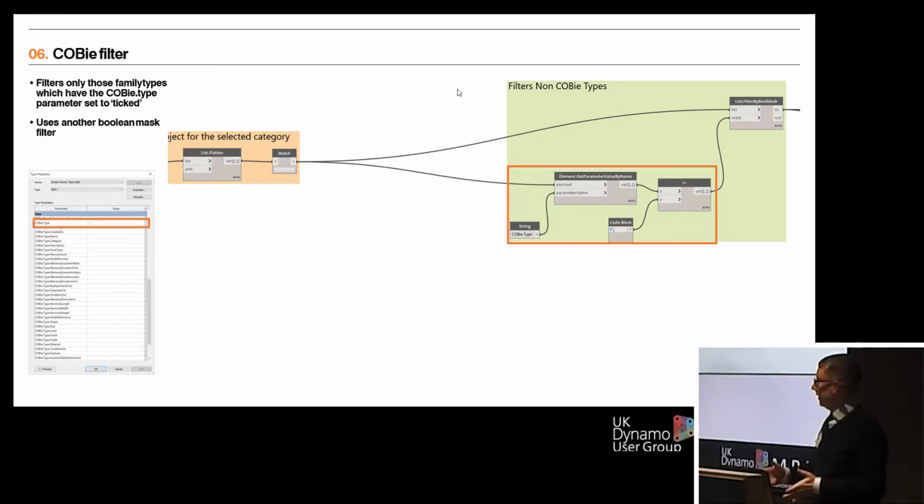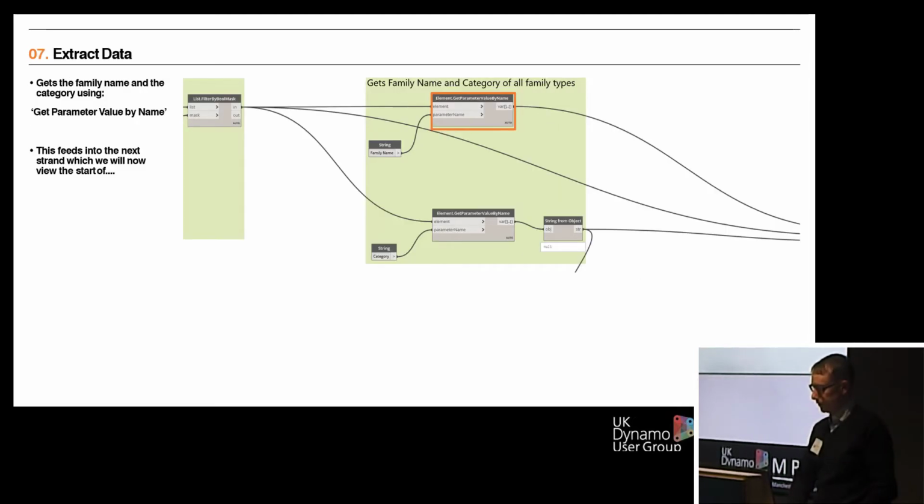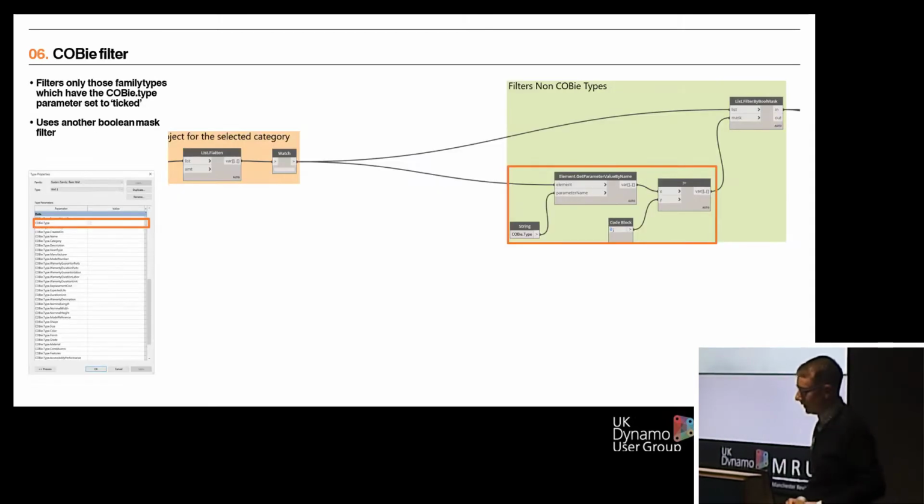So there's only really a need to input COBie data into the model where we've got that checkbox selected. So it's just a quick filter using a get parameter value by name to find our COBie type parameter, whether it's true or false, using 0 or 1 as ticked on or ticked off, and that filters through to a Boolean mask.